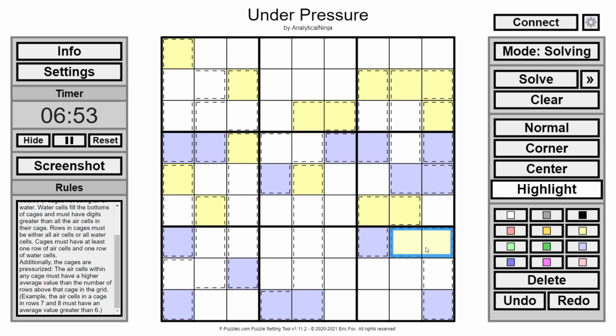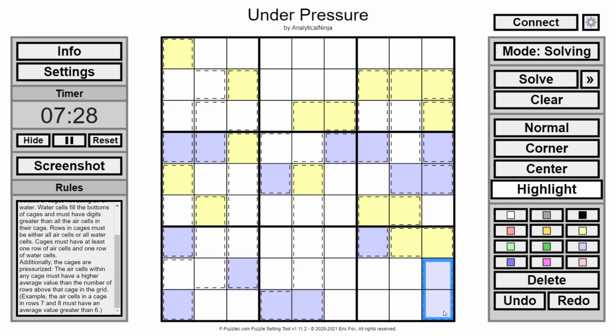So if just these two are the air cells, then what's the lowest digit we could have? We could have an, oh, I guess this is going to be rough. This is actually going to be more rough than I realized. Because if this cell is water, that means that we have to have 2 cells greater than both air cells. So if this is water, both of these cells have to be greater than both of these cells.